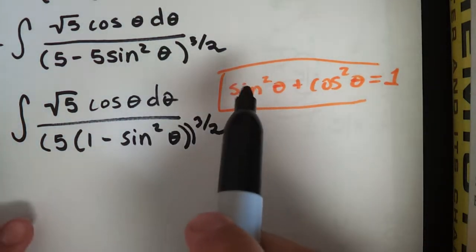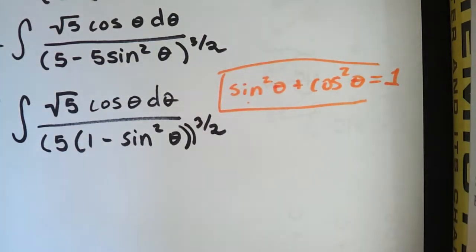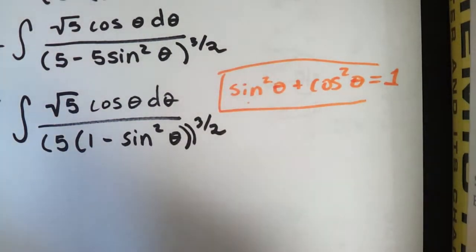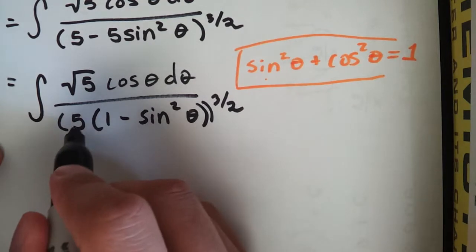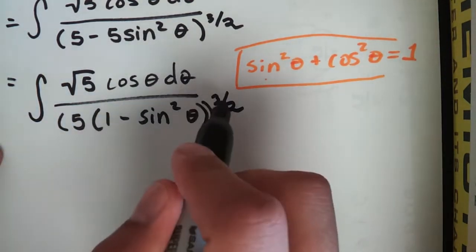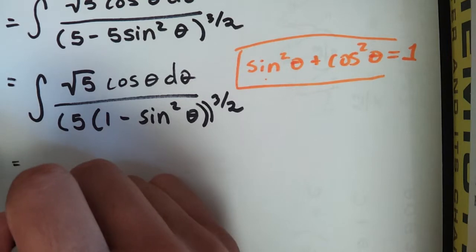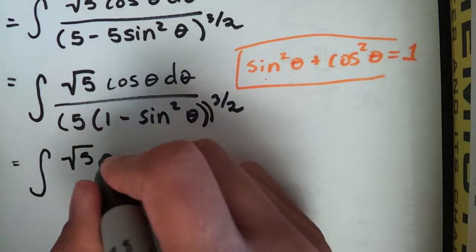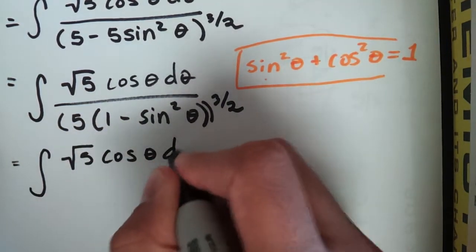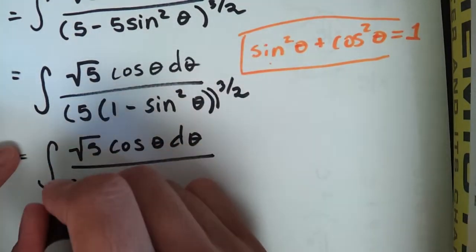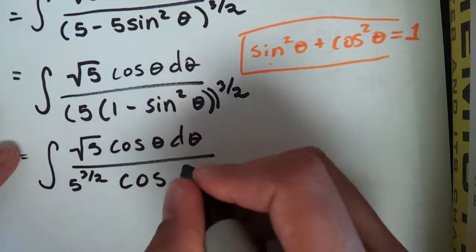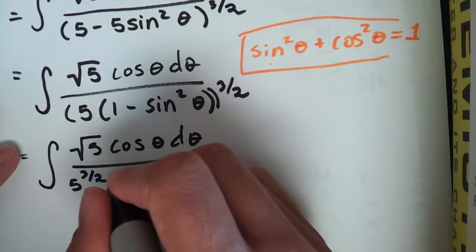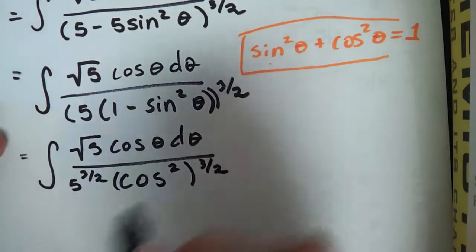So if I take sine squared over to the other side, then I'm left with cosine squared. Okay, so we'll just do that, clean up. And at the same time, I'm going to take this 5 out of the bracket, so I'm just going to apply the 3/2 to it. So 5 cos theta d theta over 5 to the 3/2 cos squared to the power of 3/2. Okay?